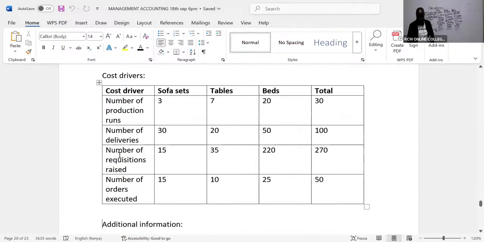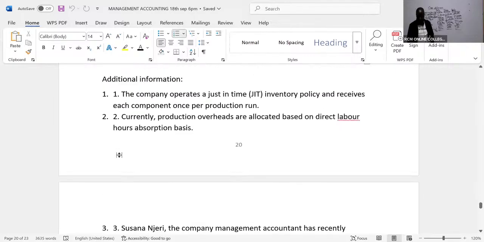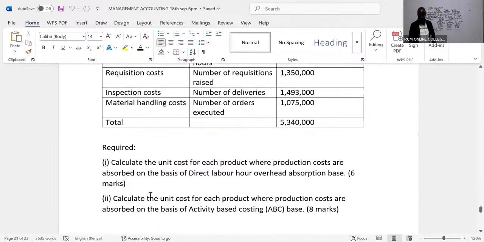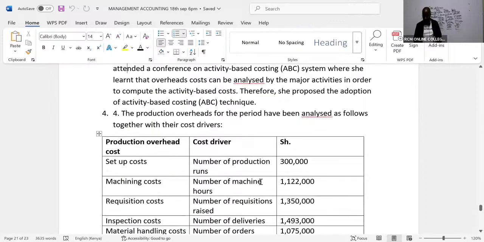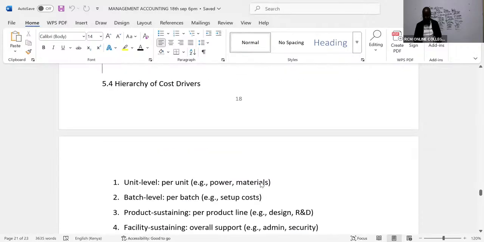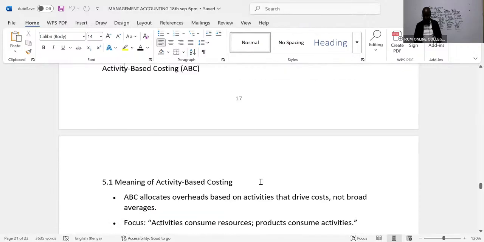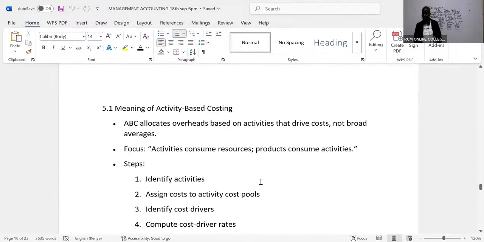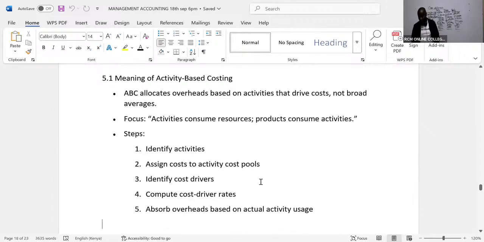You can see number 2: calculate the unit cost for each product where production costs are absorbed on the basis of activity-based costing, ABC. I would want to refer back to my handout. What is this animal called ABC? Activity-based costing, what is it? I'm told there 5.1. I don't have to give you notes, right? So 5.1, and I'm finishing this topic today. That's why they call me the CPA Chief Ninja.